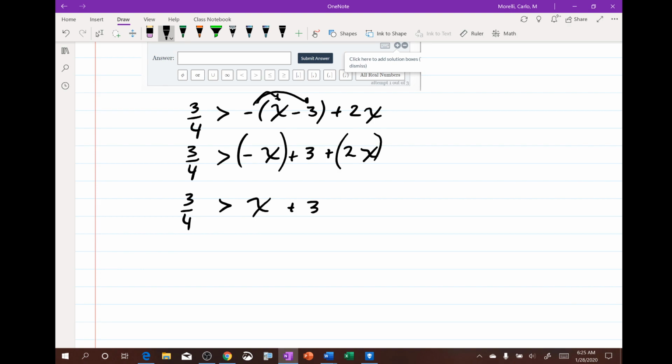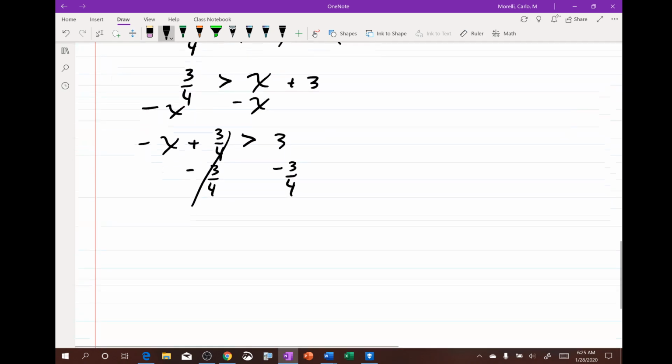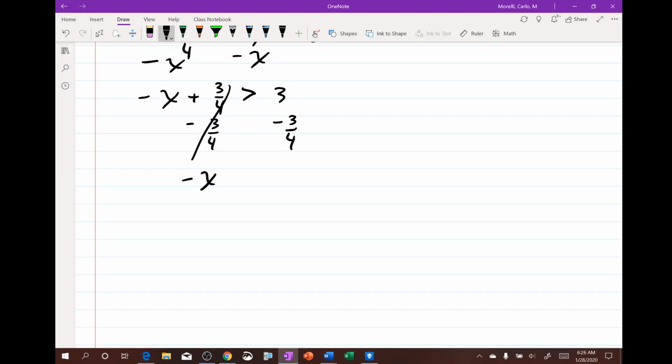Okay, so now we need to get the x to be on the left side of the inequality so we don't confuse ourselves. So we'll subtract x from both sides. Now I have -x plus 3/4 is greater than 3. We'll subtract 3/4 now from both sides. And then we have -x greater than 3 minus 3/4.